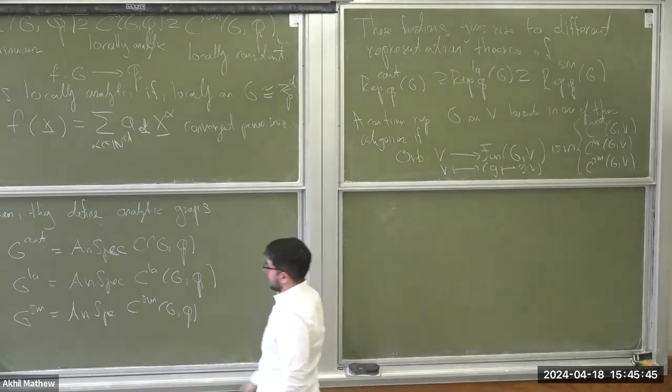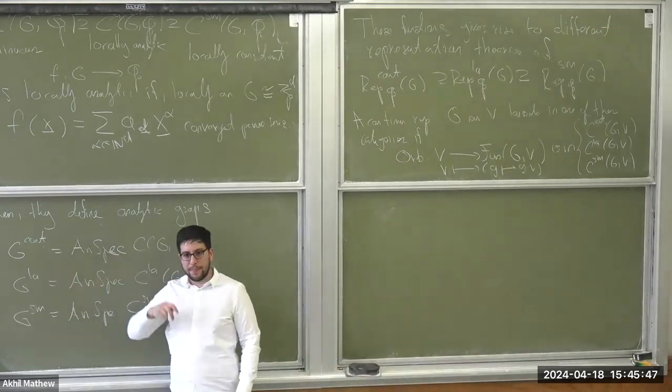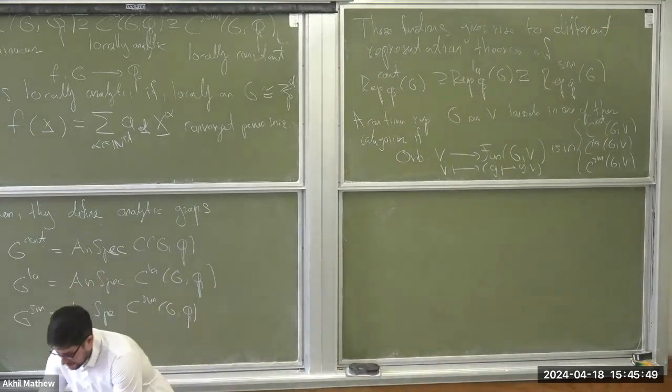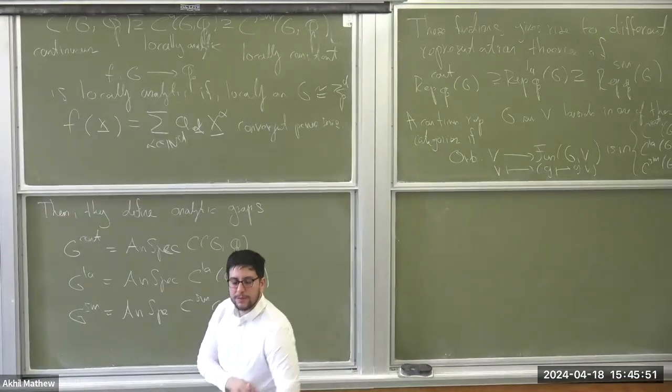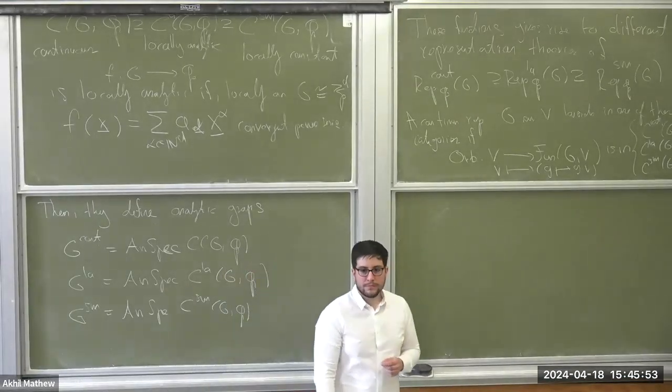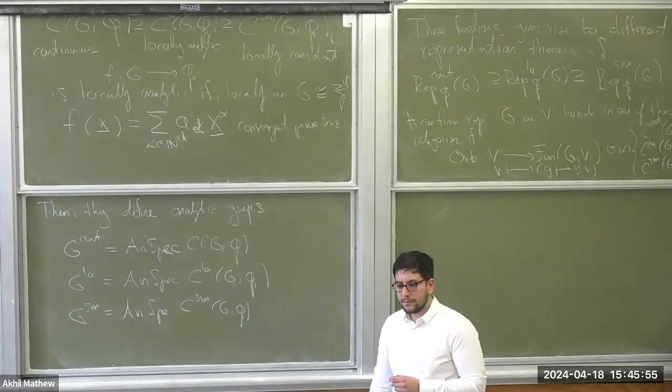So again, now we have different groups. Yep. So first off, do we make any assumption that the image of the orbit has to be in a finite dimension?